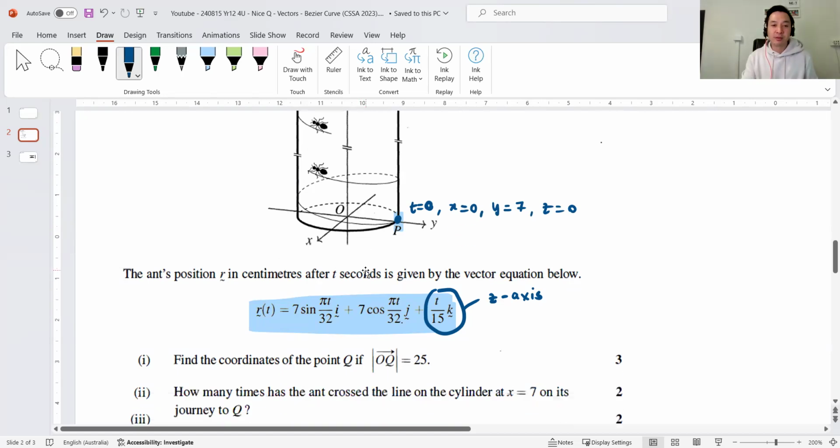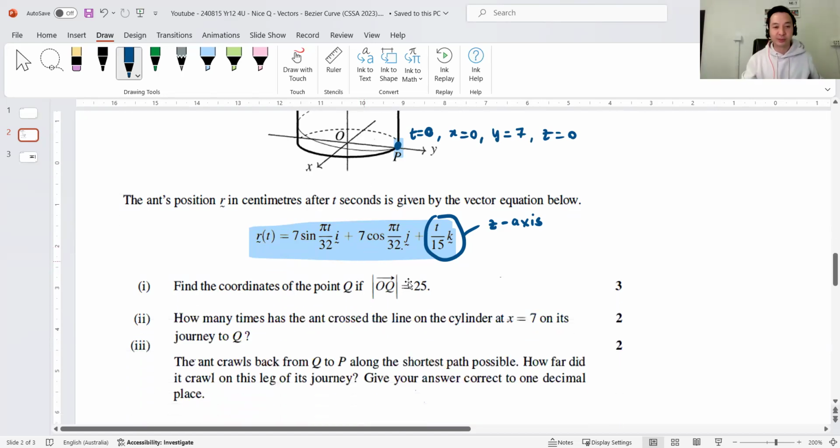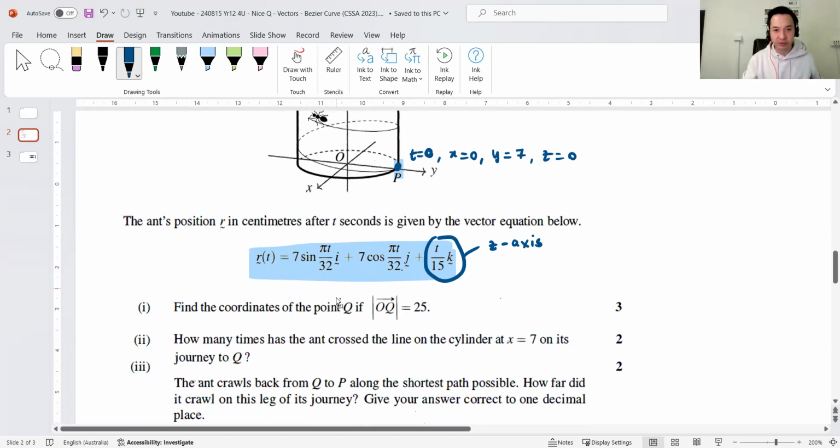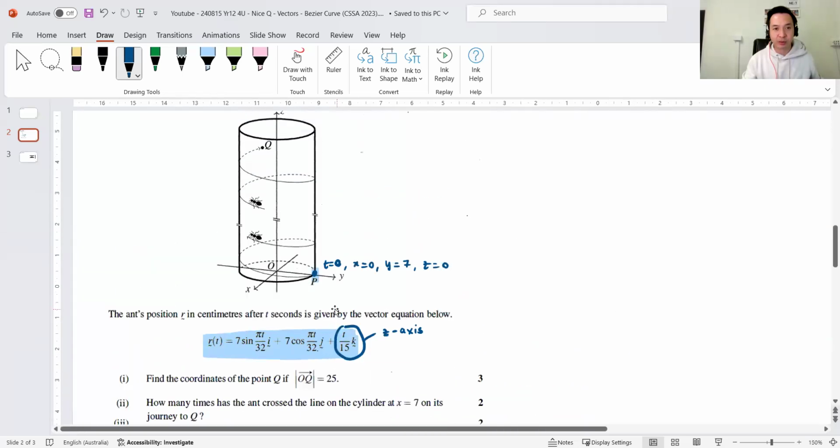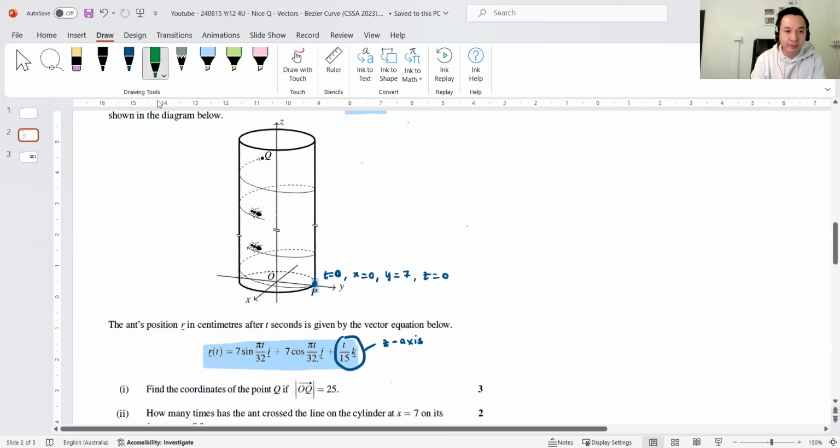Now, let's have a look at the questions. So first question, find the coordinates of Q. So where's Q, by the way? Q is somewhere up here. There it is, up here. So find the coordinates of Q. I just want to highlight that.